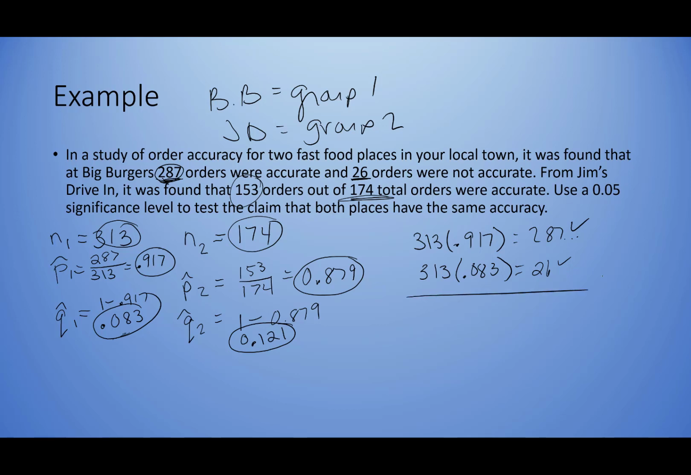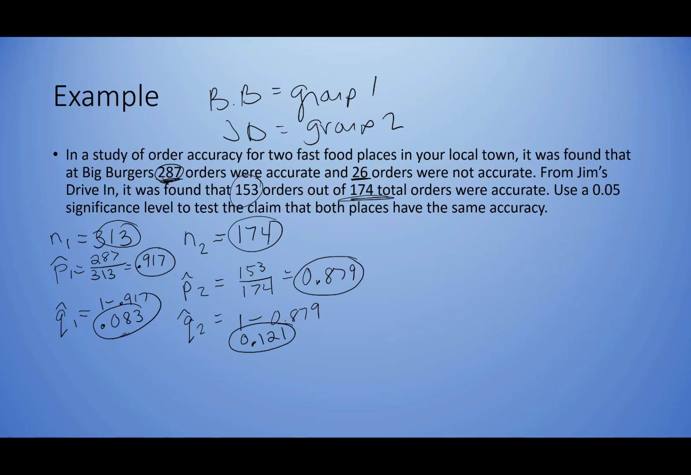I need to check group 2 now. So now I'm going to take my sample size of 174 times my p hat, which is 0.879, multiply those together to see if it's larger than 5. And I get almost 153, so that one's okay. And then I need to check with q hat also. So I would take my 174 times my 0.121, and I just want to make sure that that's larger than 5. Turns out to be 21, so that's larger than 5. So now that we have verified all the requirements, we can go ahead and start on our actual hypothesis test.